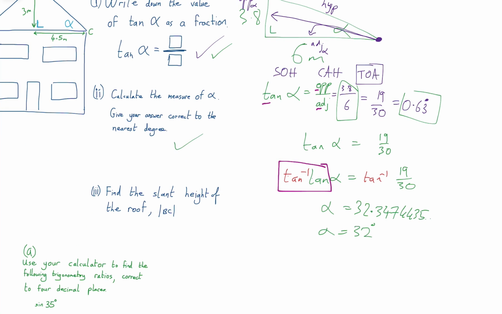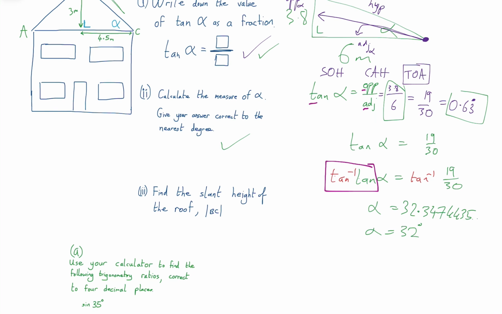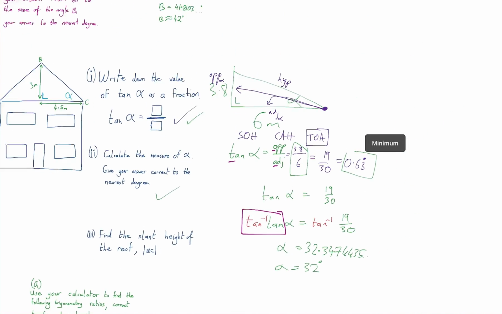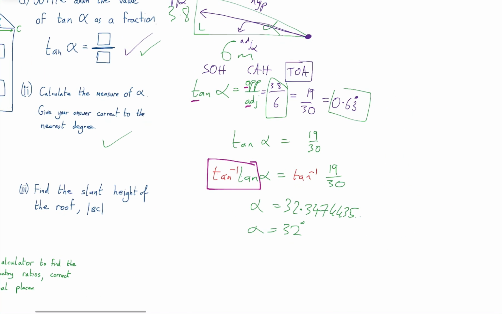So we've done that. Part 3: find the slant height of the roof BC. They're talking about this bit here, aren't they? In our particular diagram, they're talking about the hypotenuse, of course. So we want to know the hypotenuse. There are a few different ways you could do it, but maybe Pythagoras' theorem is the easiest. So I'm just going to redraw my triangle down here.